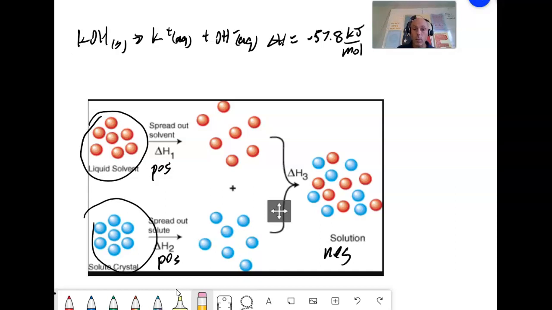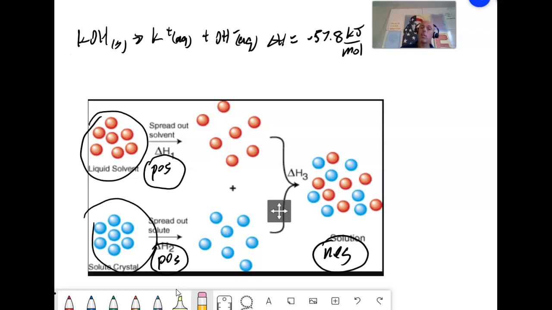So when things dissolve in water, if the energy that's released from the solute particles forming attractive forces with the solvent is greater than the total amount of energy that it took for the solutes and solvents to spread out, then that process is exothermic. And that's the case for potassium hydroxide. The energy that's released when the potassium ions and hydroxide ions form attractive forces with water is greater than the total amount of energy it took to spread them out.